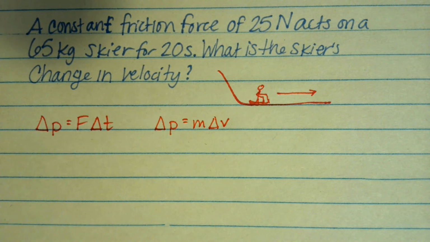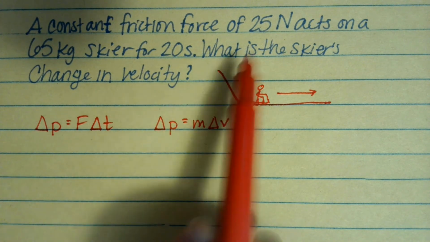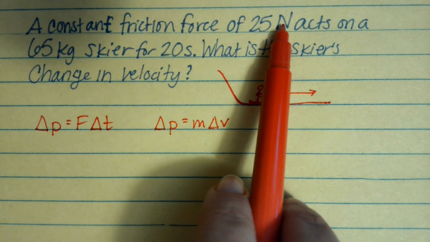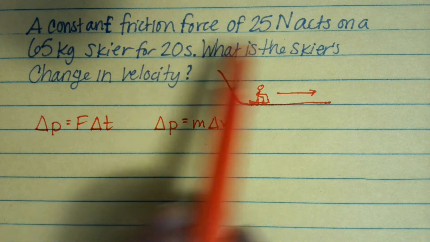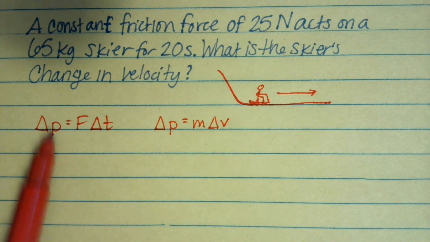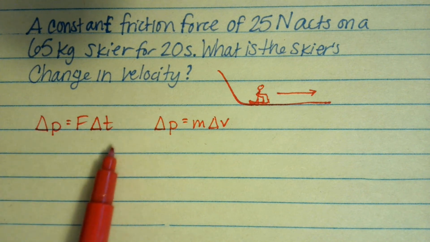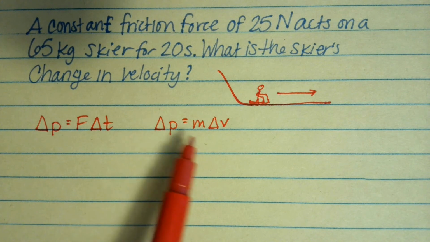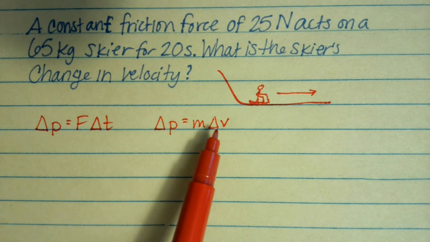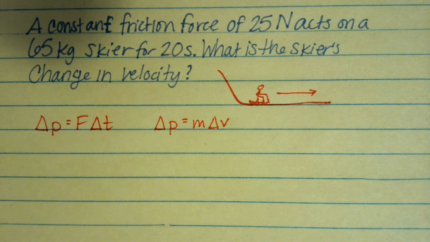So I actually have enough information to solve for delta P because I have a 25 Newton force that's happening over a 20-second interval. Once I get it, I could plug it in over here, and I have the mass of the skier, 65 kilograms. I could find the change in velocity. Or I'm going to do what I showed you before, and combine these two equations into one.